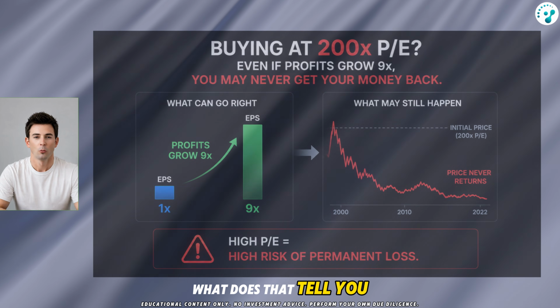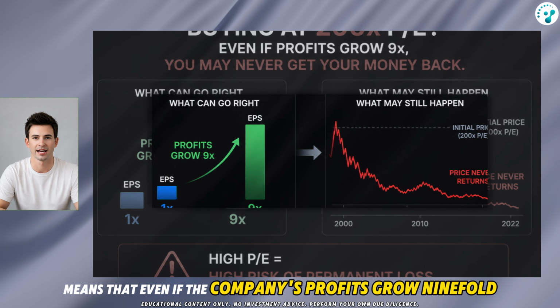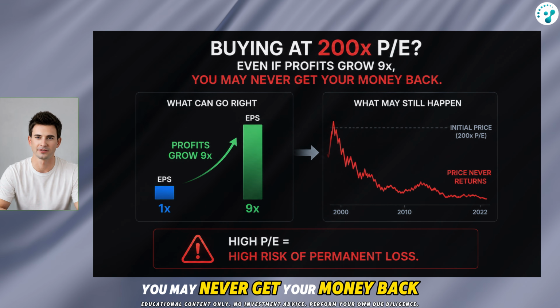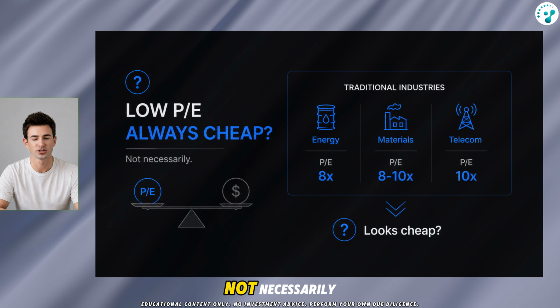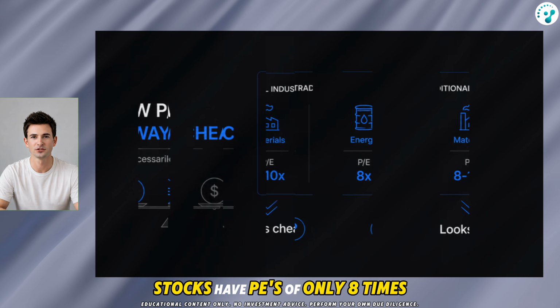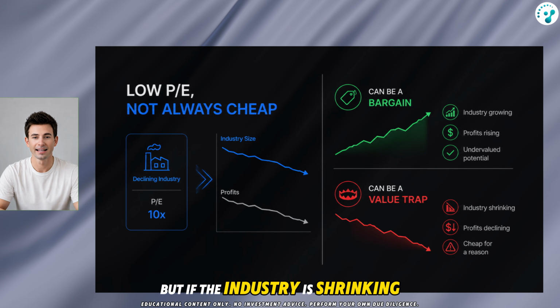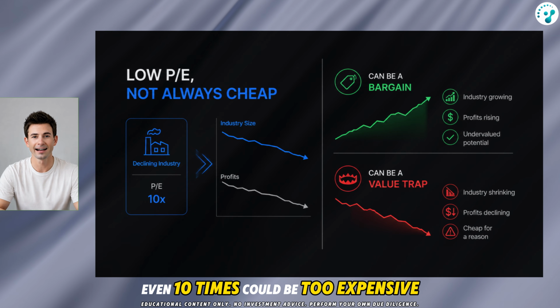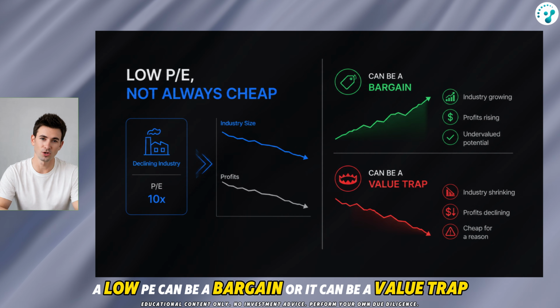What does that tell you? Buying at a 200 times PE means that even if the company's profits grow 9-fold, you may never get your money back. On the flip side, is a low PE always cheap? Not necessarily. Some traditional industry stocks have PEs of only 8 times or 10 times. Looks cheap, right? But if the industry is shrinking and profits are declining, even 10 times could be too expensive. A low PE can be a bargain, or it can be a value trap.